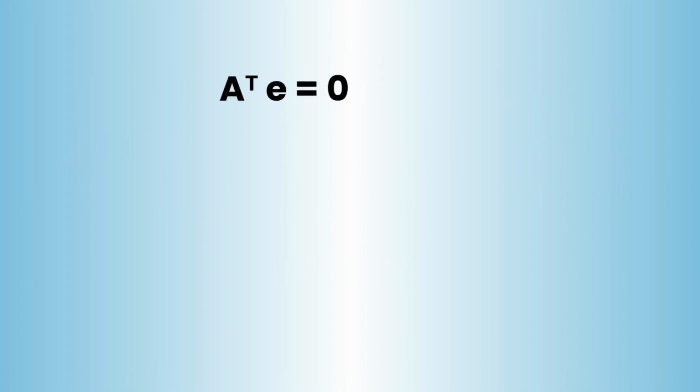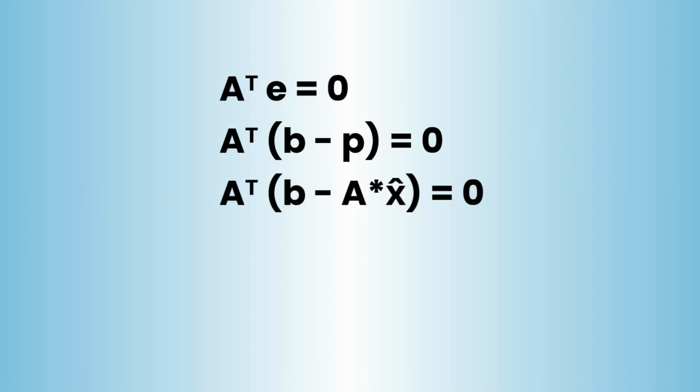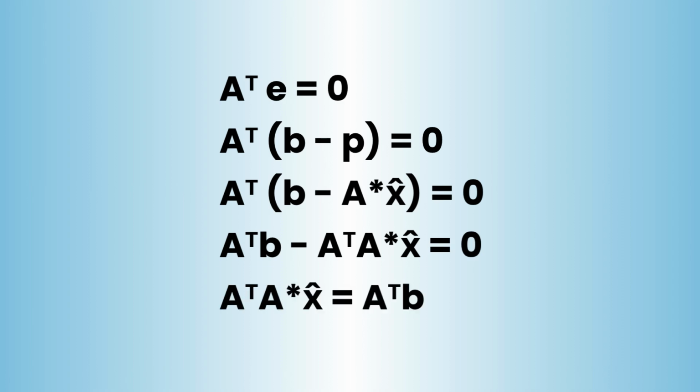Now we have everything we need. We just substitute our definitions and derive the solution. First, we know the error vector e is the difference between our target vector b and our projection vector p. And we know our projection p is the best possible answer we can build. So it must be A multiplied with x hat for some optimal x hat. Now, we just distribute A transpose across the terms. And finally, we rearrange the equation to get our master result. A transpose A multiplied with x hat equals A transpose b.